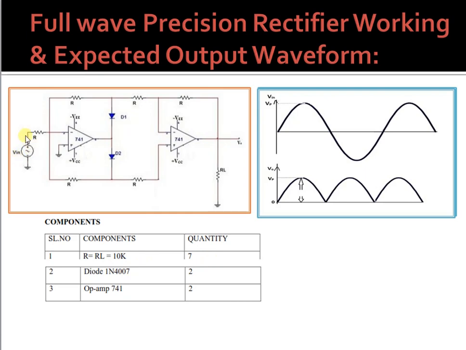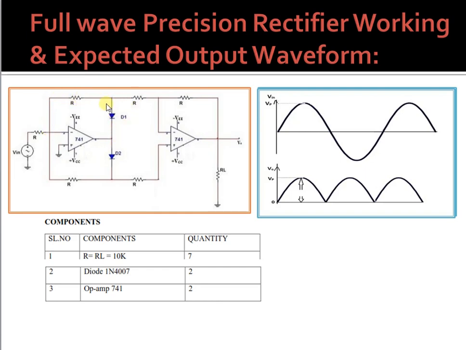During the positive half cycle of the input, the output at this particular node will be negative because the input is given to the inverting input terminal. So diode D2 will be reverse biased and will act like an open circuit, whereas diode D1 will be forward biased and will act like a short. As you can see, when this acts like a short, it is a direct connection to this resistance, which is then connected to the inverting input terminal.